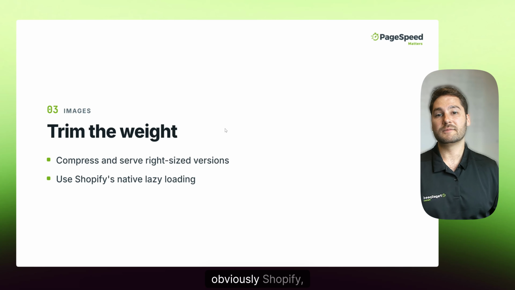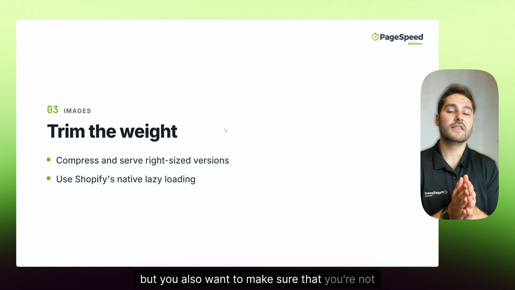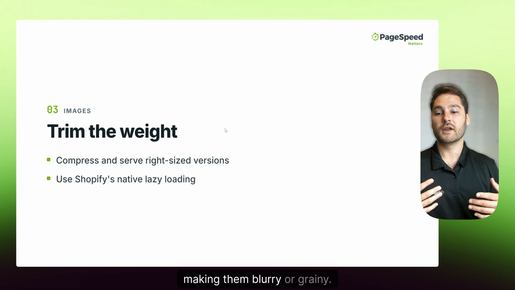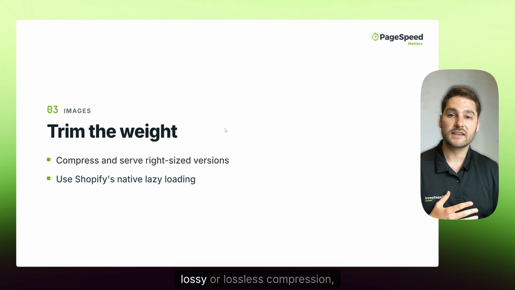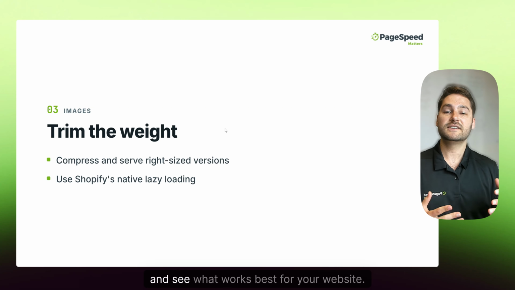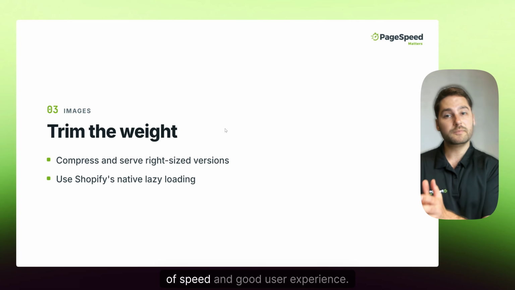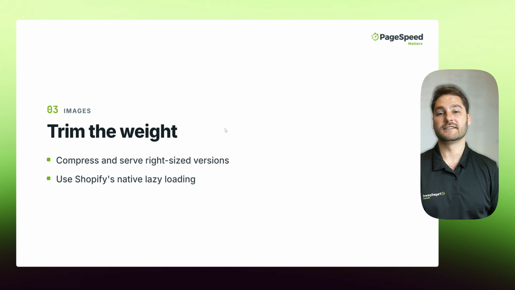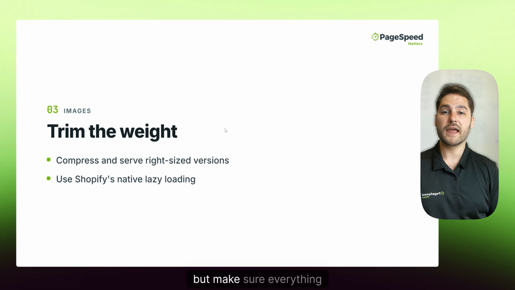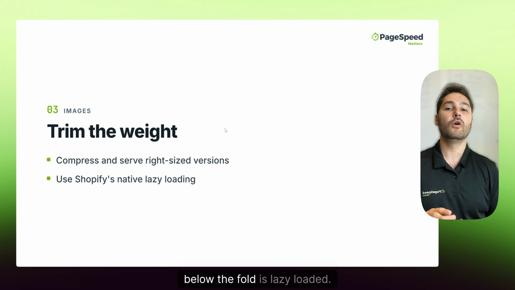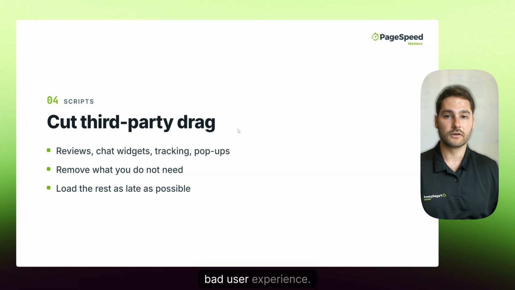Next, obviously, on Shopify, you want to make sure the images are optimized, but you also want to make sure that you're not making them blurry or grainy. So definitely try a few different optimization levels, lossy or lossless compression, and see what works best for your website. You want that perfect balance of speed and good user experience. Now, you can use lazy loading on your site images, but make sure everything below the fold is lazy loaded. Never lazy load anything that will cause a bad user experience.